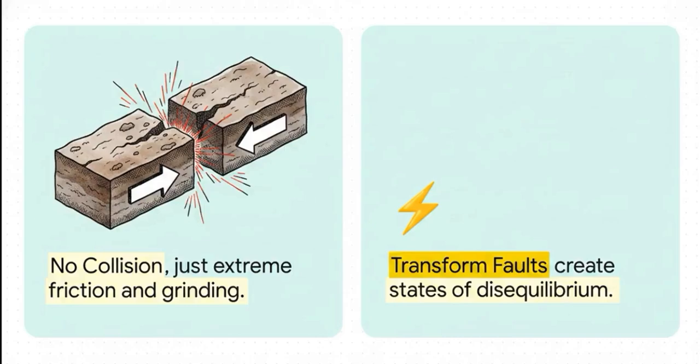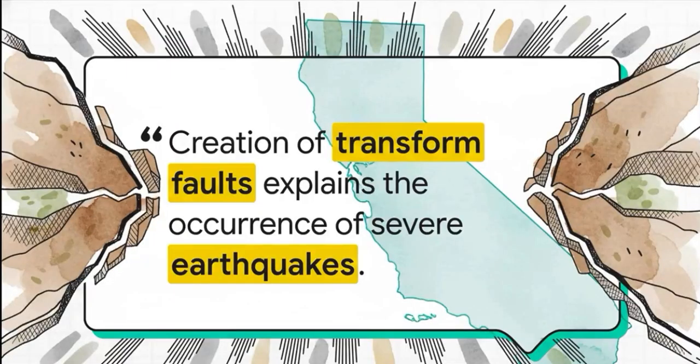This sideways motion creates extreme friction and intense states of disequilibrium, forming what geologists call transform faults. To put this into a real-world context, our source actually notes that the, quote, creation of transform faults along the conservative plate boundaries explains the occurrence of severe earthquakes of California, unquote. That exact mechanism makes it one of the most famous, active, and closely monitored earthquake zones in the entire world.